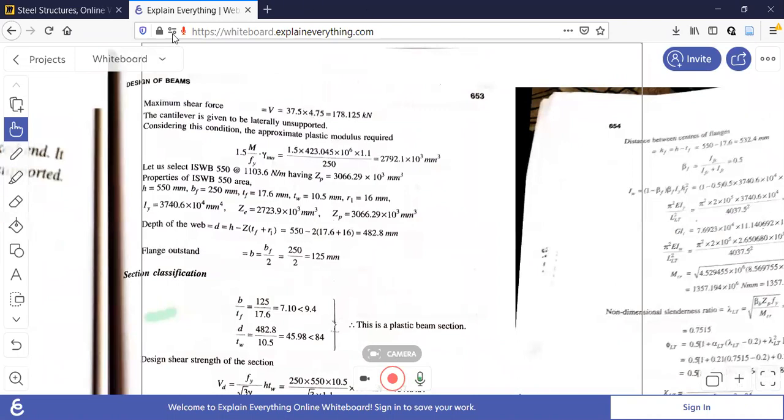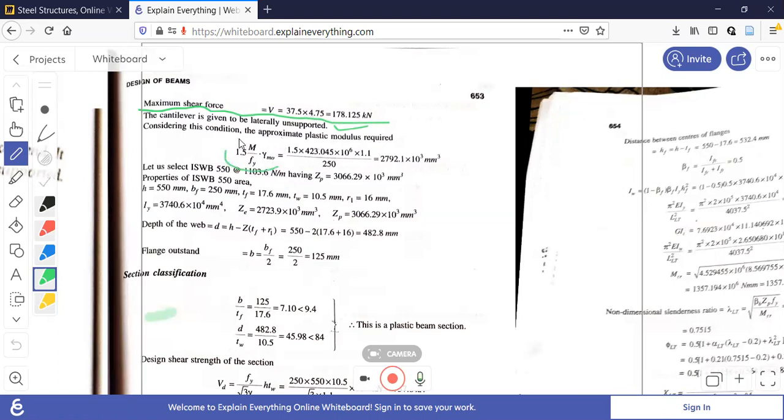Maximum shear force you can see here. Maximum shear force is W into L, so 178.125. The cantilever is laterally unsupported. Considering this condition, approximate plastic modulus is 1.5 times this.